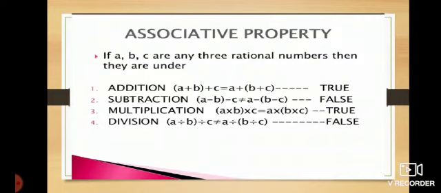In division, when we divide three rational numbers, a divided by b divided by c will not be equal to a divided by b divided by c grouped differently. Hence, the associative property does not hold good for division. Overall, the associative property holds good for addition and multiplication, and it does not hold good for subtraction and division. It is the same as the commutative property.